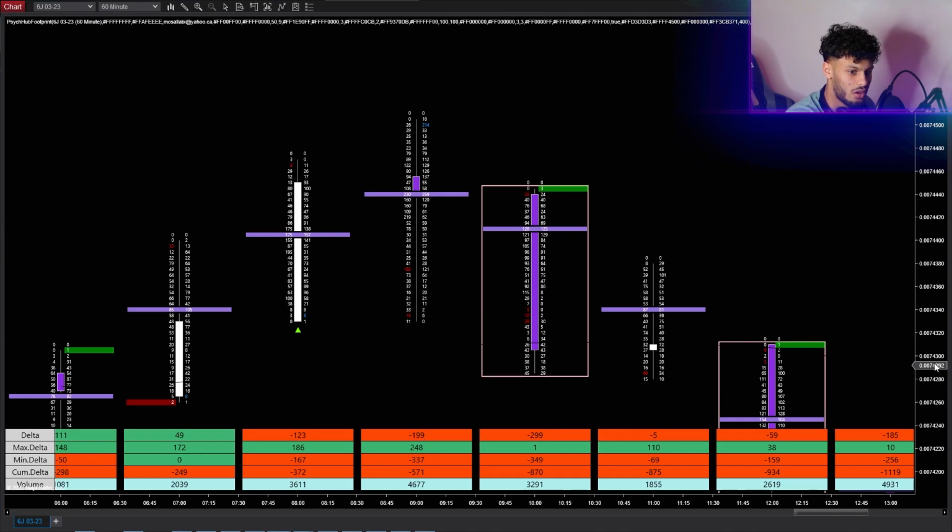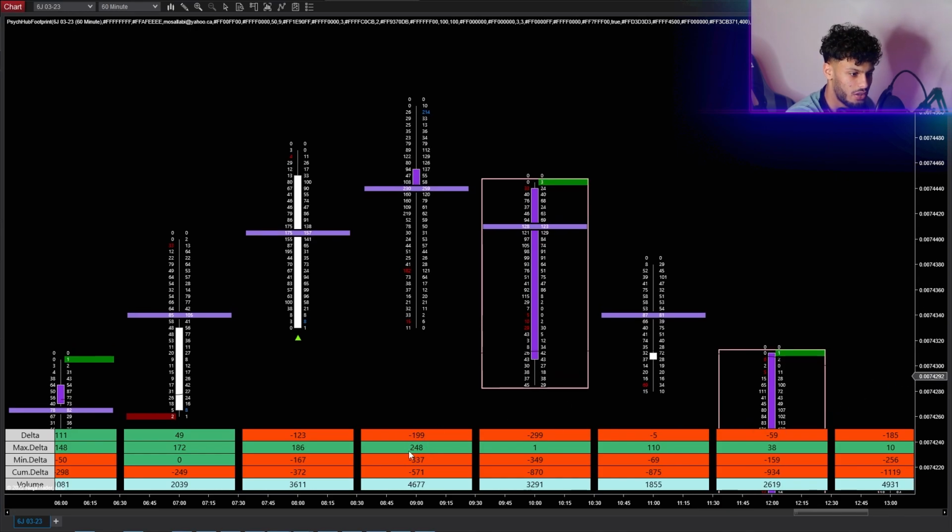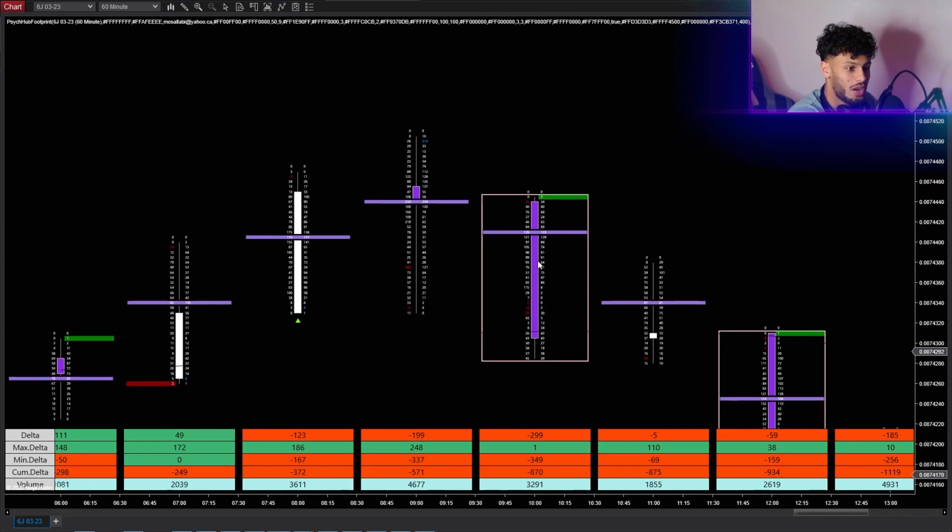And still no confirmation yet, because minus 199, 248, 337. There's still a bit of balance. There's still aggressive buying occurring here. So it's not big confirmation for me yet. Also, another thing is 182, 15. That's good selling imbalances.